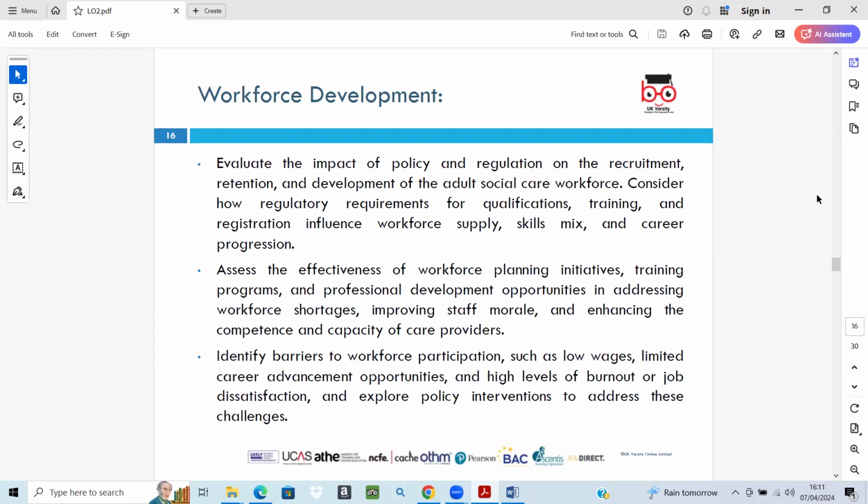For example, if we are following everything and the care provider is giving proper training to the staff, it could be better. And what would be the influence of regulation on the skills? We always consider how policies support or hinder the development of a diverse and capable workforce.